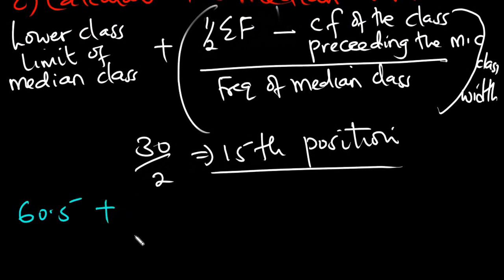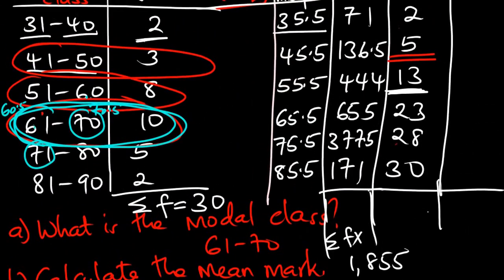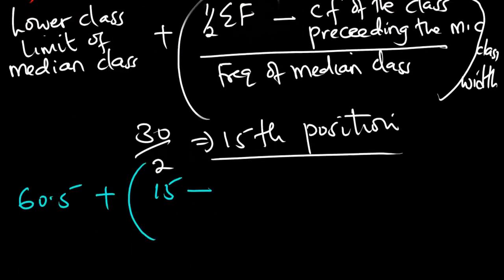And then plus a half of the summation of the frequency. The summation of the frequency is the same as the number of students, which we saw was 30, so we need half of it, 15. Then minus the cumulative frequency of the class preceding the median class. The median class is 61 to 70, but that is not the cumulative frequency we want. We want the one preceding it, 51 to 60, which has a cumulative frequency of 13.